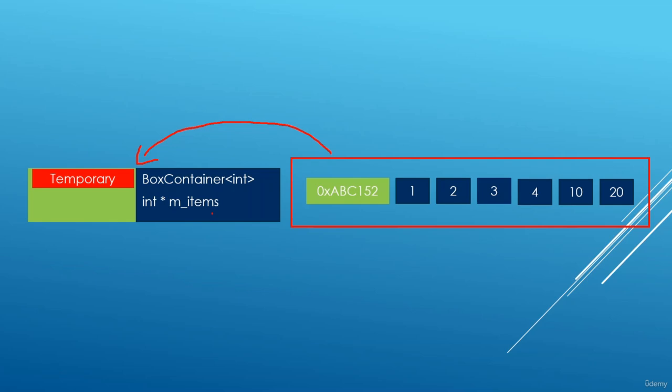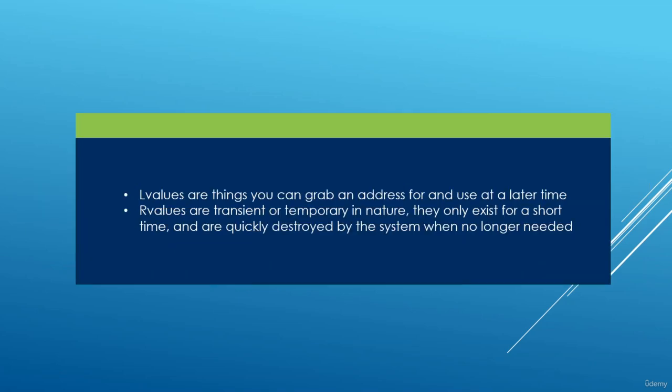And we saw many ways we can improve on this and reuse the data in our temporaries. But before we embark on the journey to understand move semantics, we had to learn the basics. So we started out by learning about L values and R values. L values are things that have names in your program, or to be exact, variables that have names in your program. And another thing is that you can grab addresses for L values and use them elsewhere in your program.